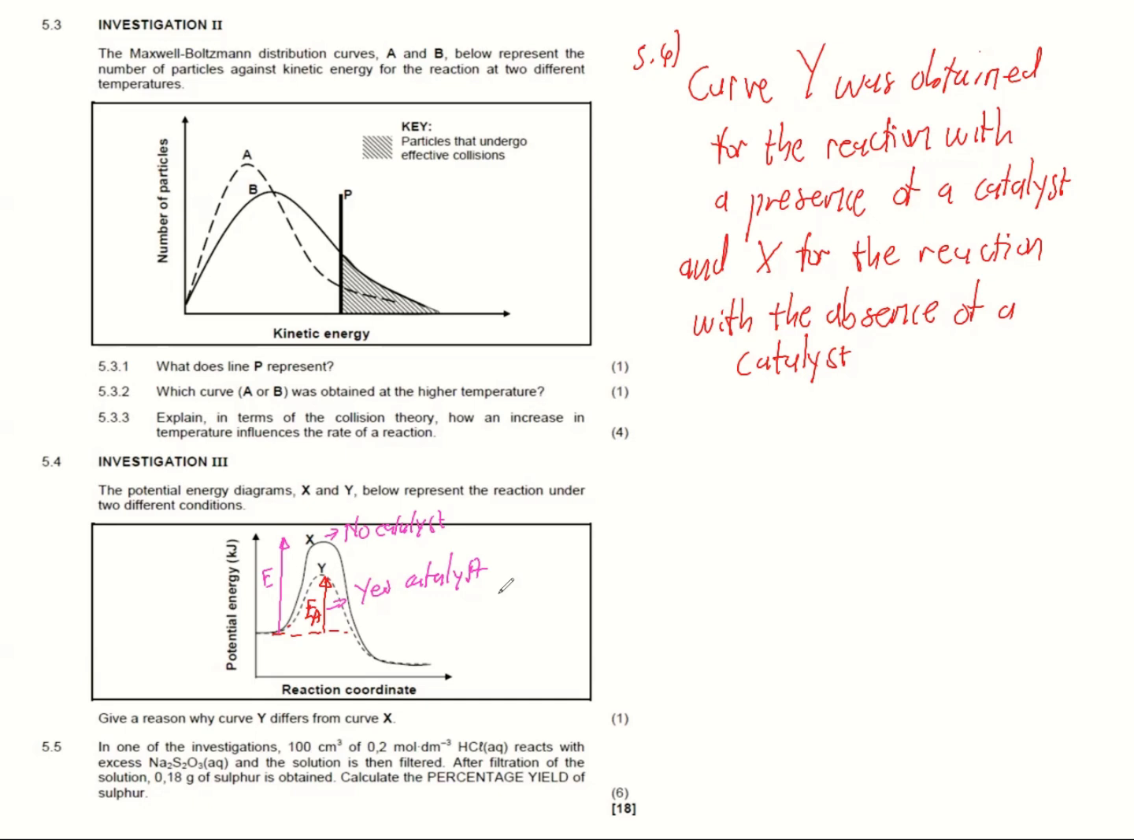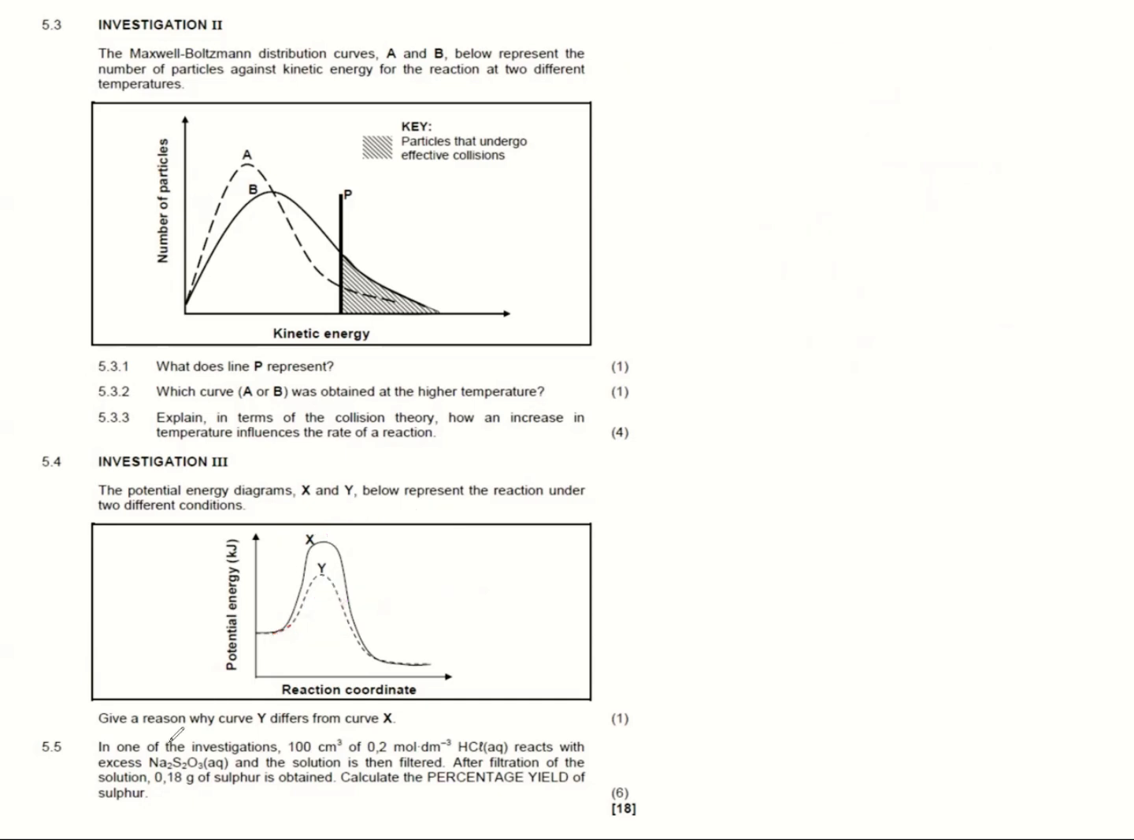Then in 5.5, they say in one of the investigations, so let's erase here. In one of the investigations, 100 cm³ of 0.2 mol/dm³ hydrochloric acid reacts with excess sodium thiosulfate, and the solution is then filtered. After filtration of the solution, 0.18 gram of sulfur is obtained. Calculate the percentage yield of sulfur.